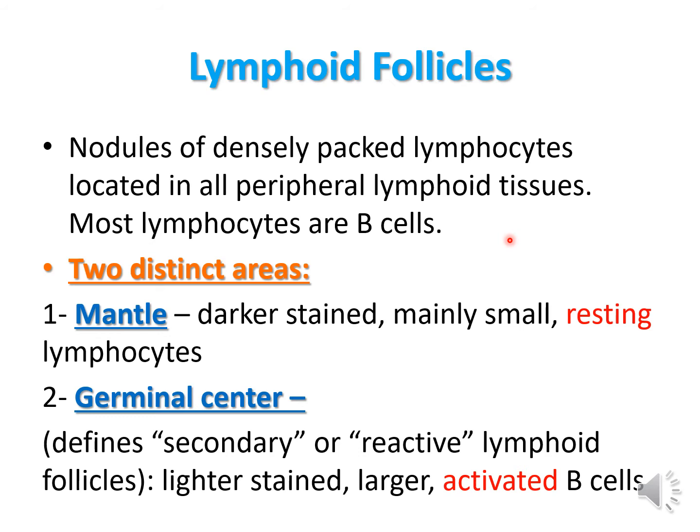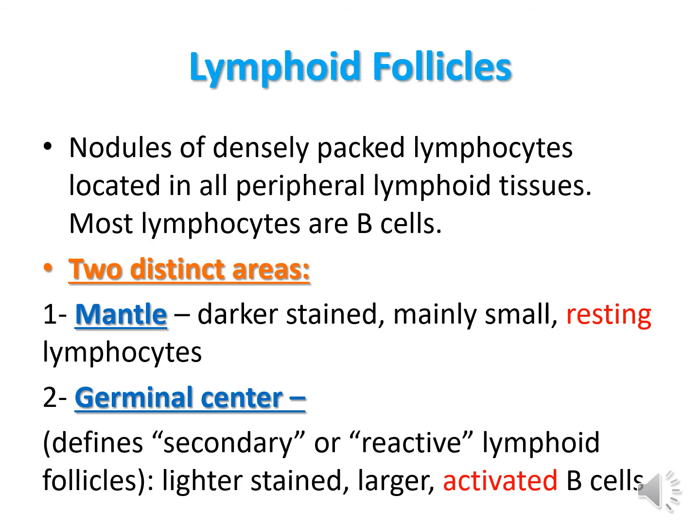And we see the structure of these lymphoid follicles. We can see that this spherical structure can have two distinct areas: a peripheral darkly stained area, which is known as the mantle or peripheral zone, mainly having small and resting lymphocytes, or in other words naive cells, while in the central part we have the germinal center, which is light stained or defines the secondary or reactive lymphoid follicles, having larger and activated B lymphocytes or lymphoblastic cells.